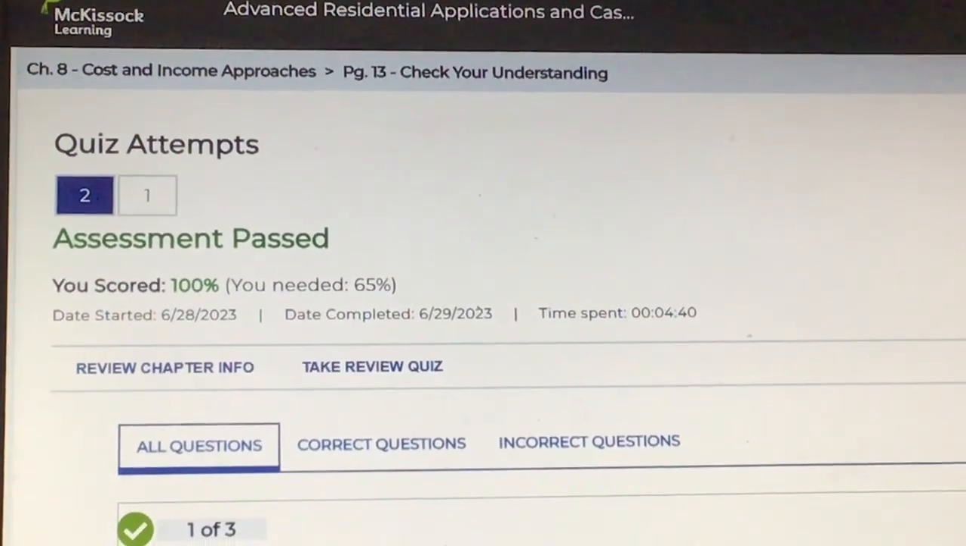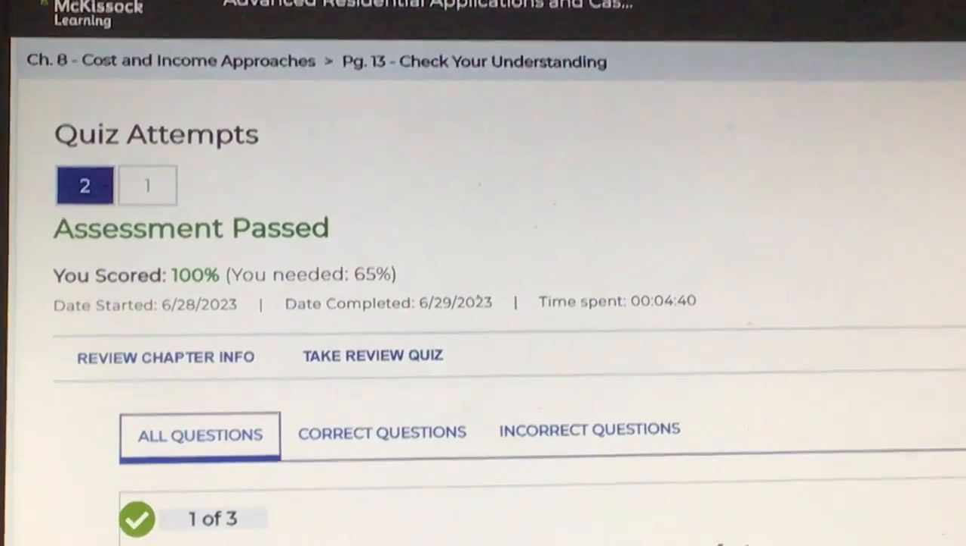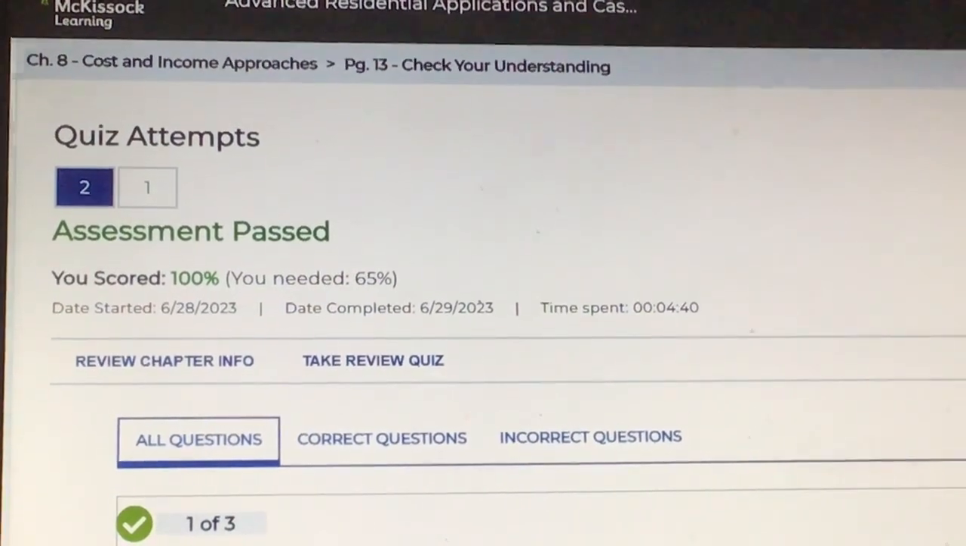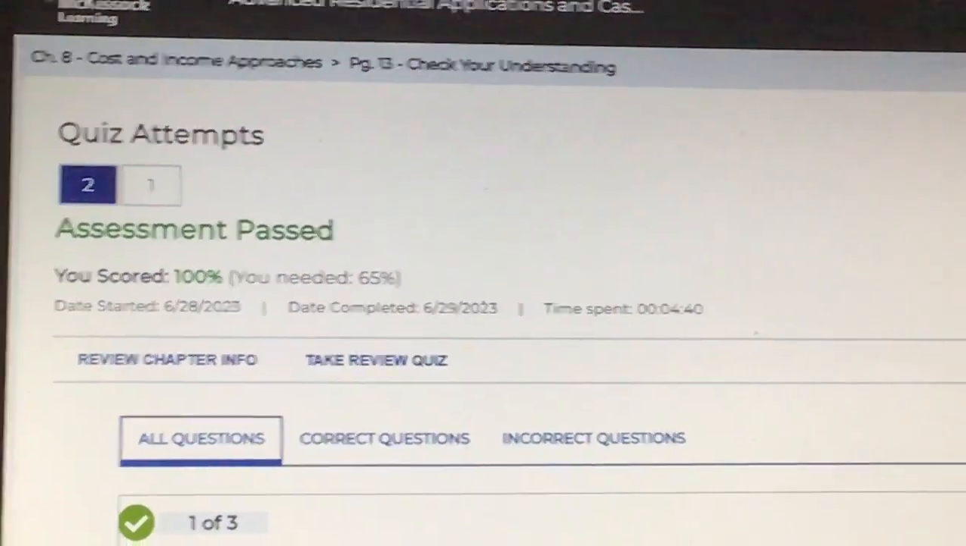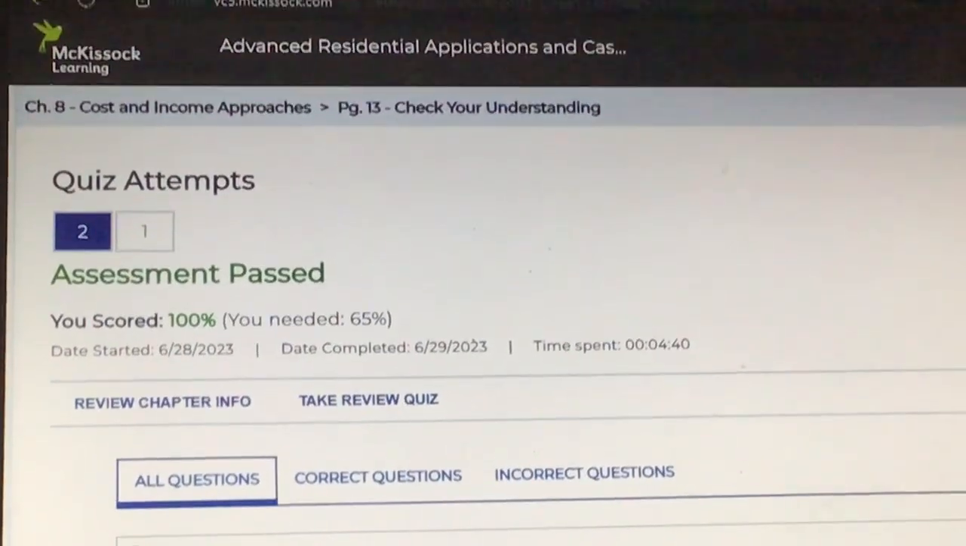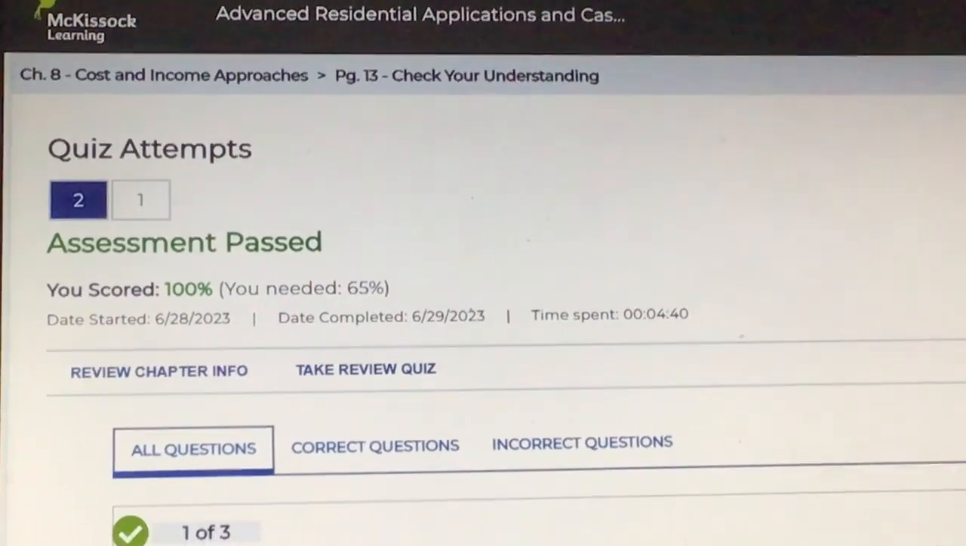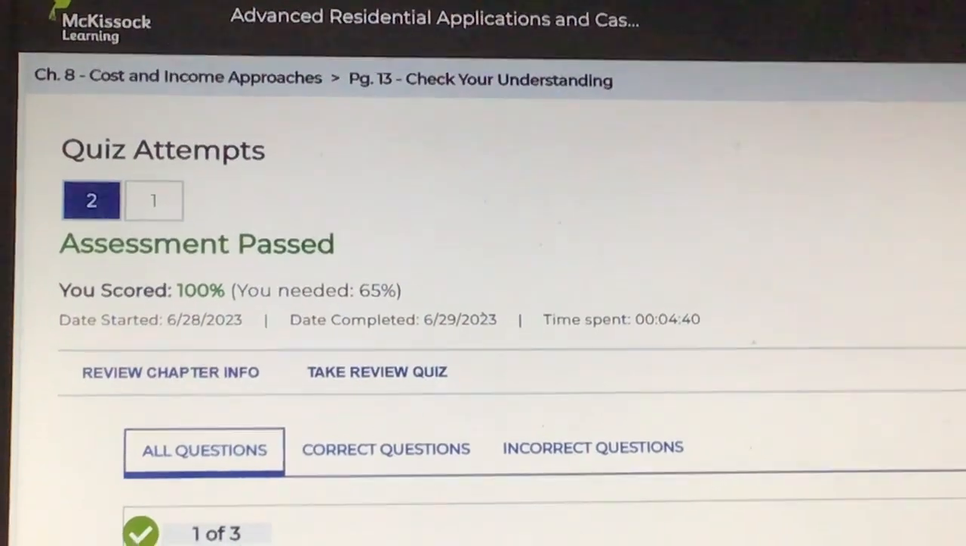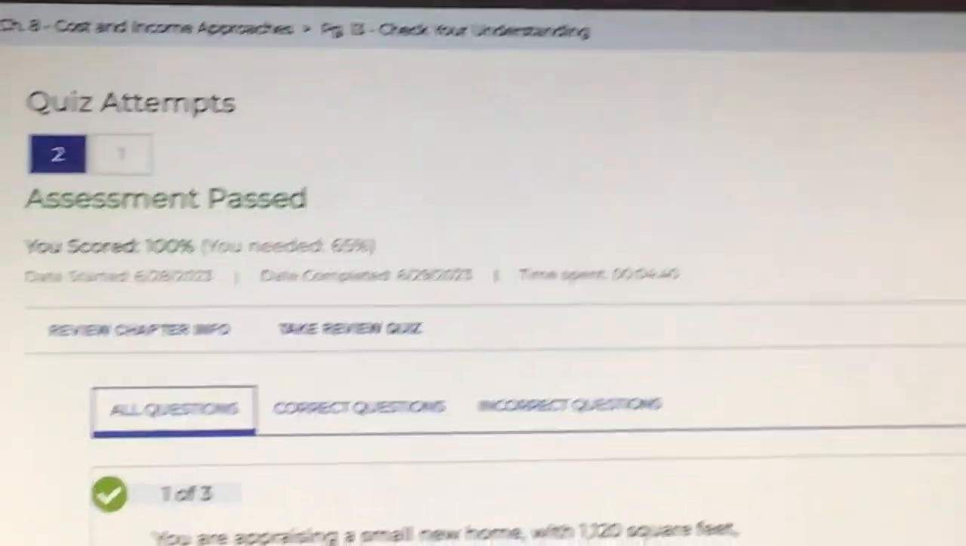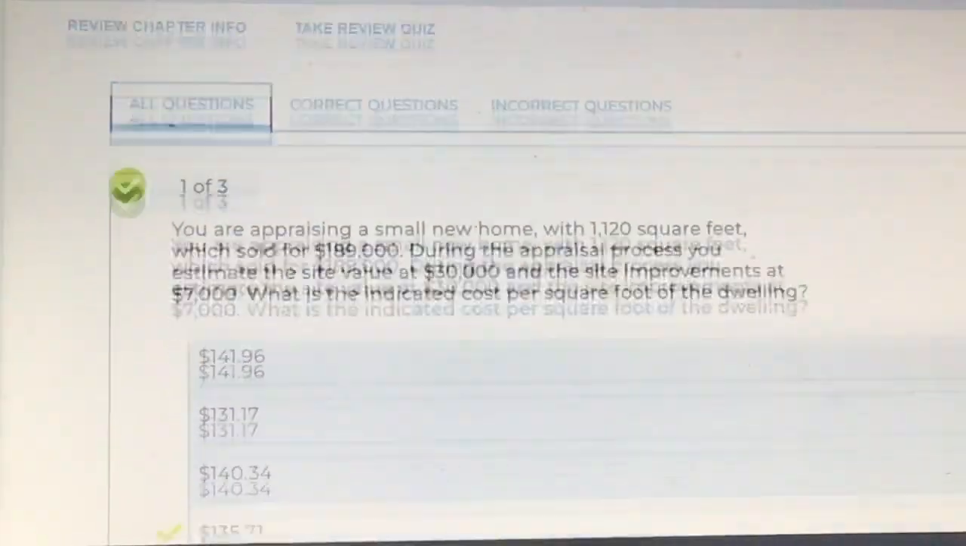Advanced Residential Applications and Case Studies. Chapter 8, Cost and Income Approaches. Page 13, check your understanding. Quiz retake. You got 100% on this test, so remember.